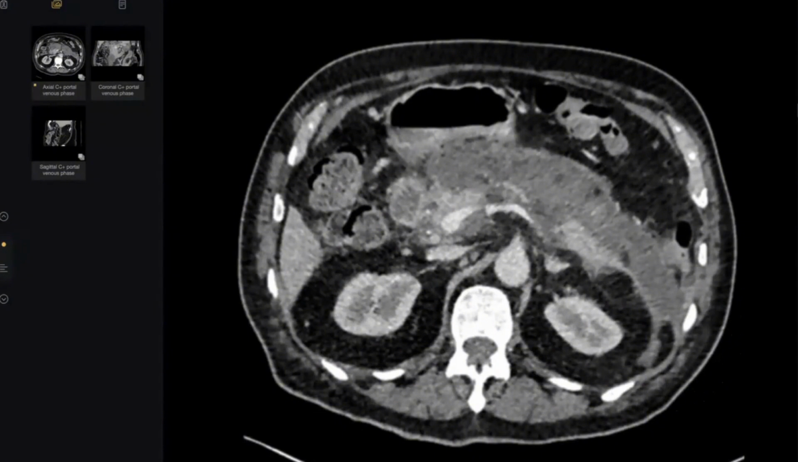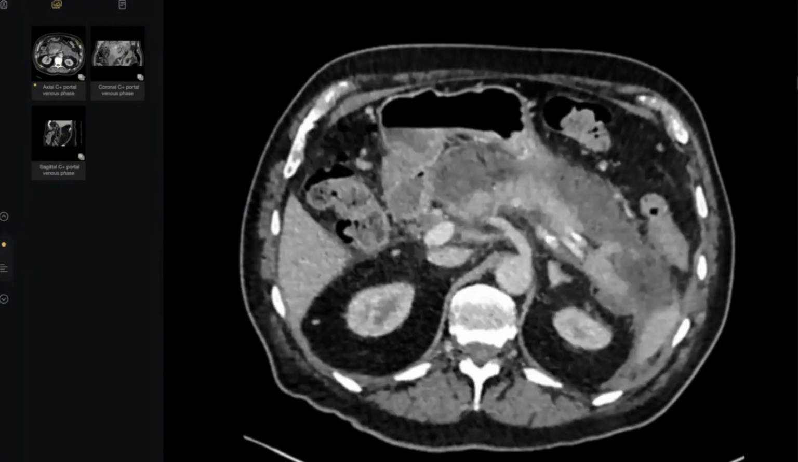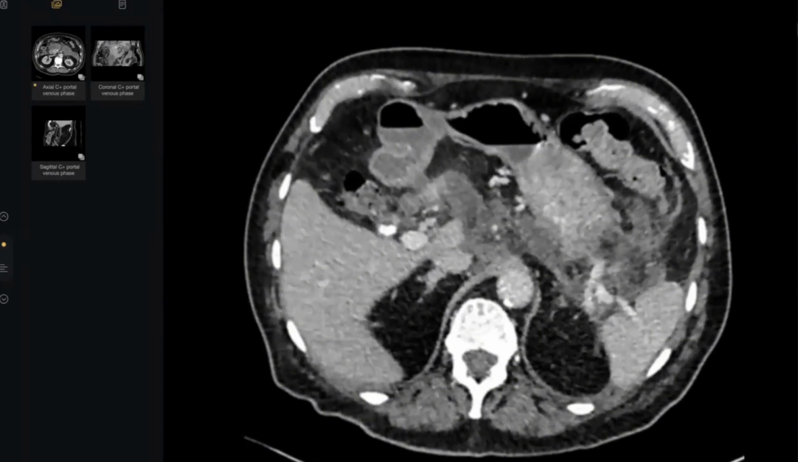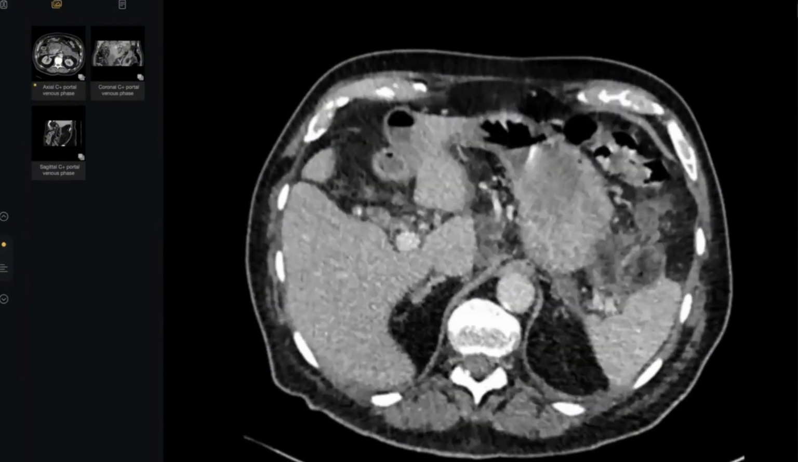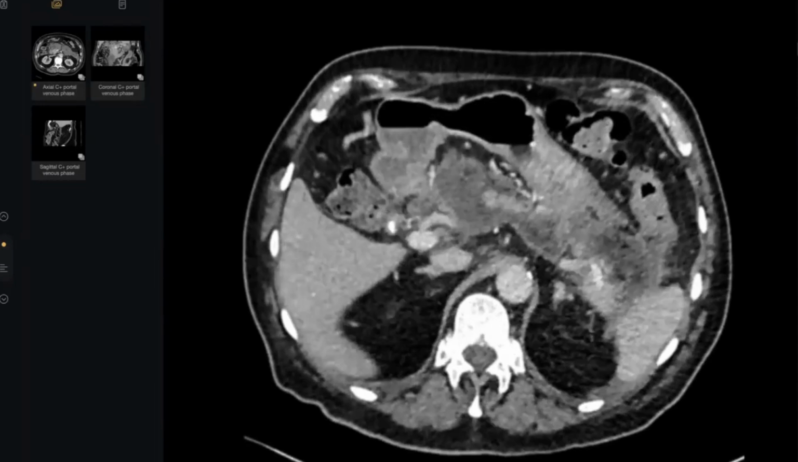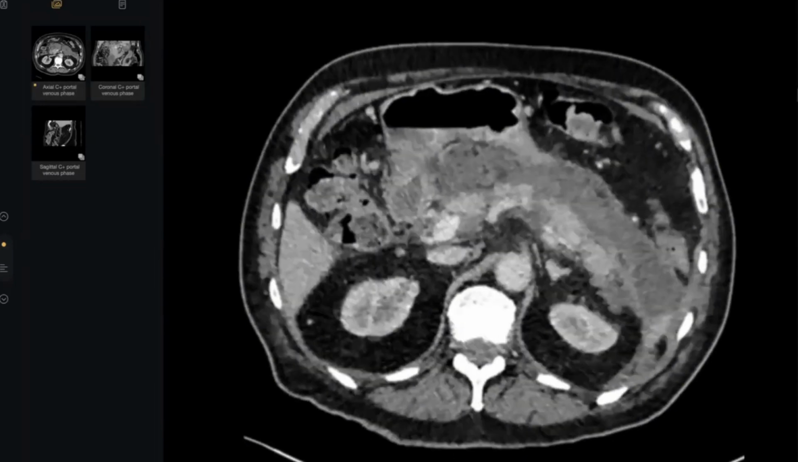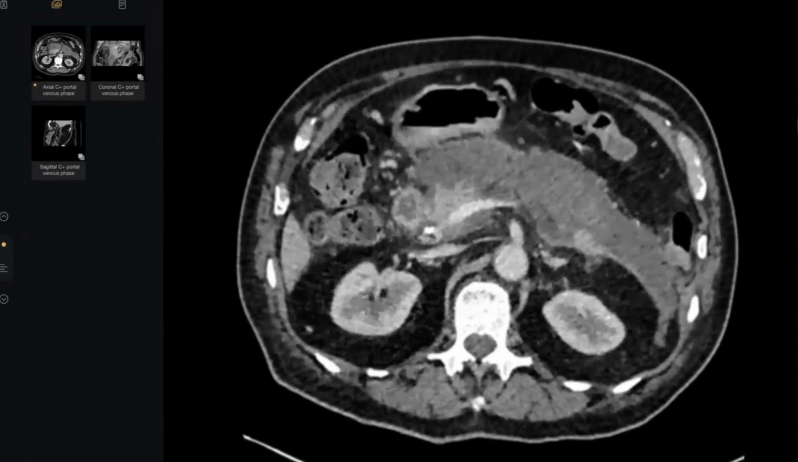I would like to look for the cause, including gallstones. I saw one gallstone in the region of the gallbladder. I would like to look for a dilated pancreatic duct and biliary tree. There is a gallstone. There is no intrahepatic biliary duct dilatation. Look here at the pancreatic duct. This is a CBD stone.